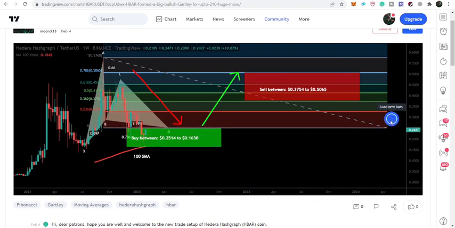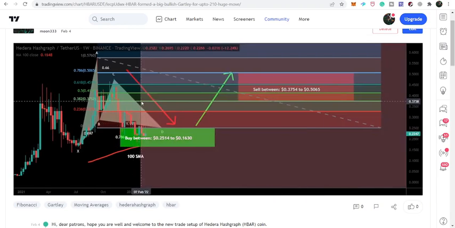Now if I play the chart, then you can see that the price line has slightly moved down. Right now we are at 22.47 cents. Now the sell targets of this Gartley pattern are starting from 37.5 cents and go to 50.65 cents.